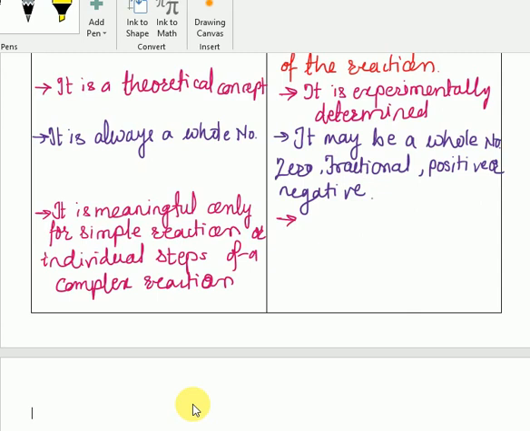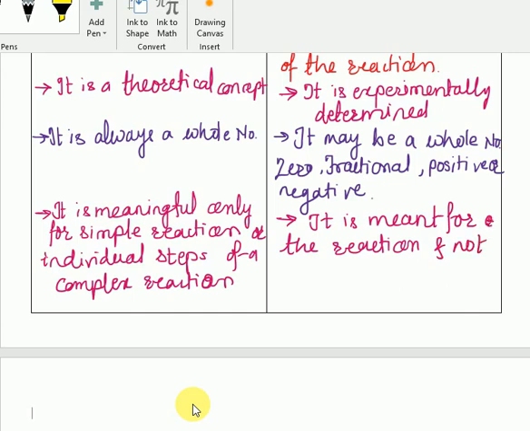In case of order, it is meant for the reaction and not for its individual step. These are the main differences between the molecularity and order of reaction.